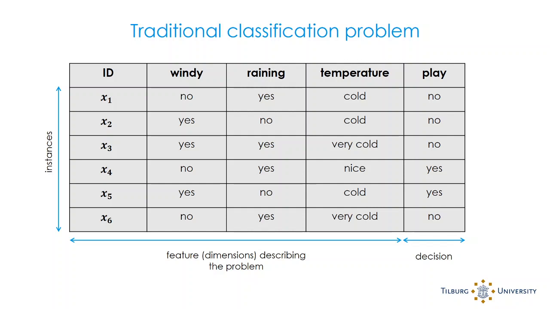Another remark is that in the literature, only the features describing the problem are often recognized as such. So it means that the special feature is often called the decision class, while the variables describing the problem are the ones referred to as features. Okay, but this is just a taxonomy in the literature.